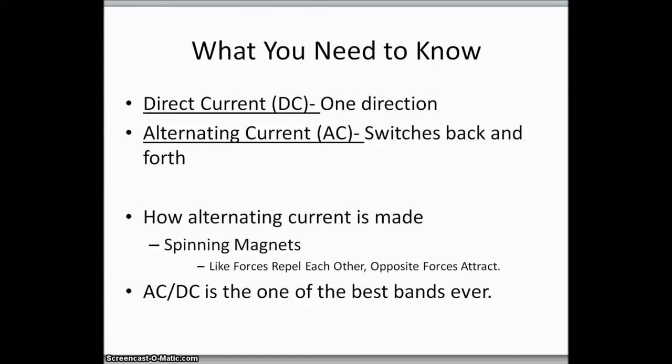Okay, this is what you're going to need to know from today's little talk and video. Direct current, one direction, DC. Alternating current, AC. Switches back and forth. Those are the simple ideas that we've gone over today. You're also going to need to know how alternating current is made with that spinning magnet and knowing that like forces repel each other and opposite forces attract.